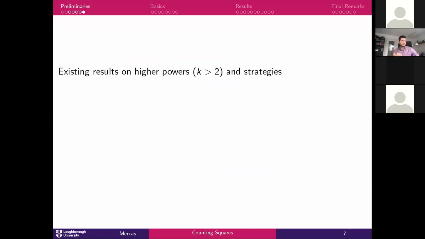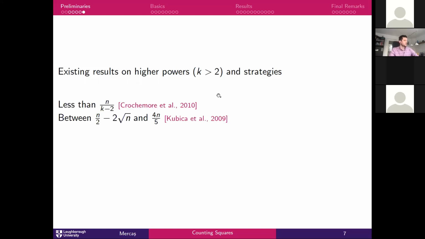Then there's also counting of higher powers, but that's for integer powers. There are some results by Crochemore et al. in 2010 that show that for every power k greater than 2, you will have at most n over k minus 2 distinct repetitions. So for cubes, you have at most n cubes. For powers of 4, you have at most n over 2 powers of 4, and so forth.